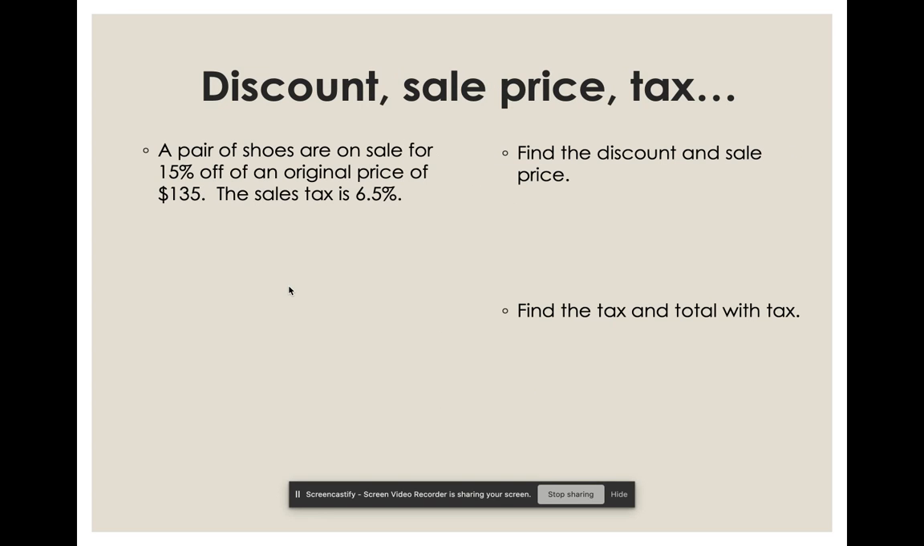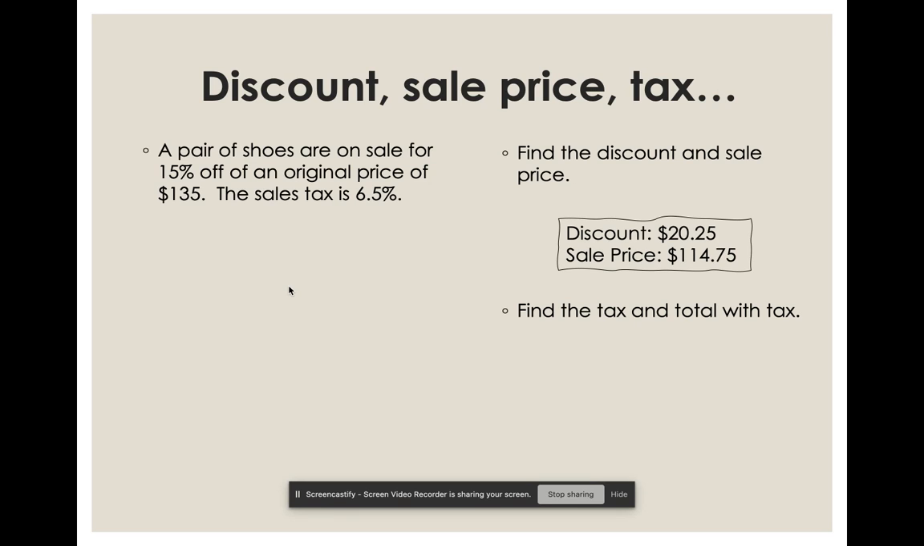Discount, sales price, and tax here. So we're going to do some combo stuff. A pair of shoes are on sale for 15% off the original price of $135. It wants you to first find the discount and the sale price, and then it wants you to find the tax and the total with the tax. So if you would pause the video and do that now.